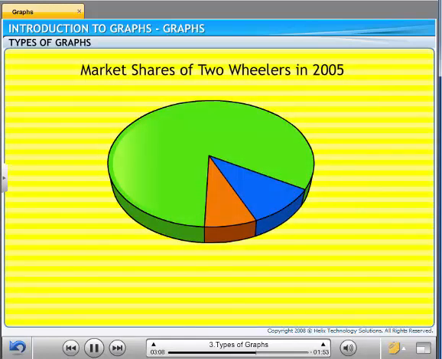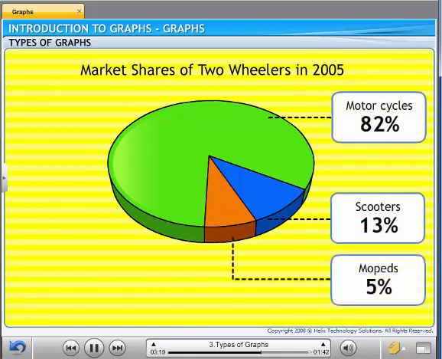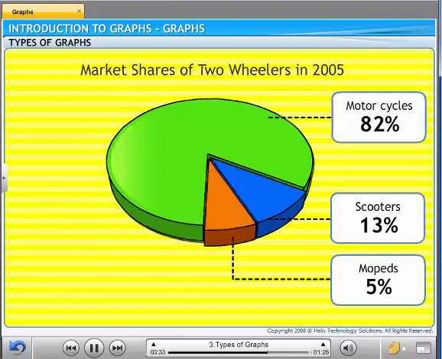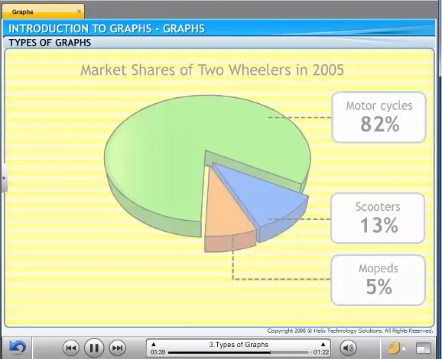Another common type of graph is the pie graph. The pie graph on the screen shows the sales for motorcycles, scooters, and mopeds as a percentage of the total number of two-wheelers sold in 2005. The area of each sector of the graph shows the percentage sales for a particular type of vehicle. As we can see, a pie graph is useful for showing the proportion of each data value to the whole.